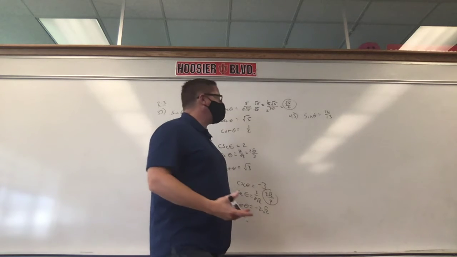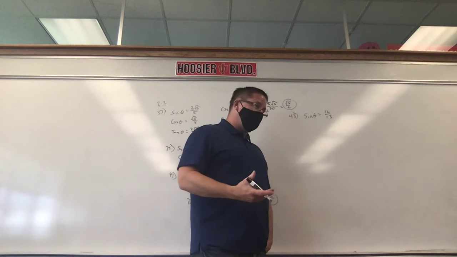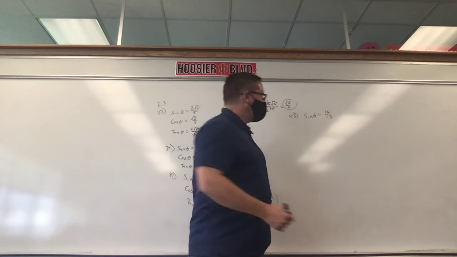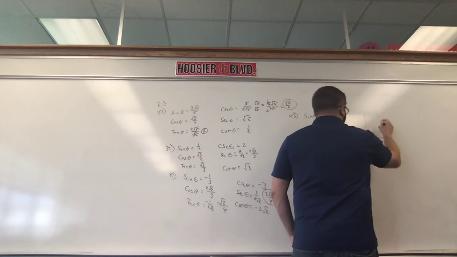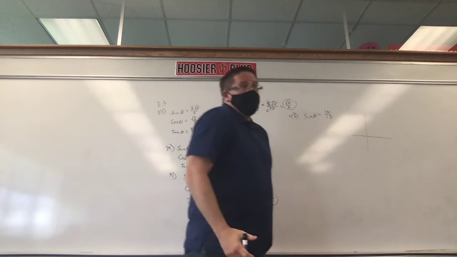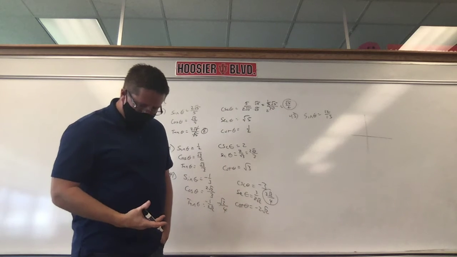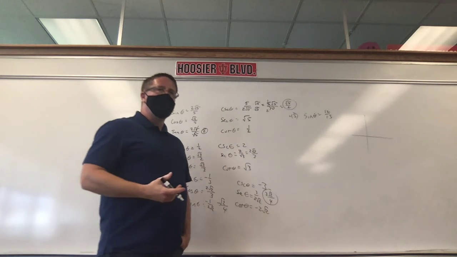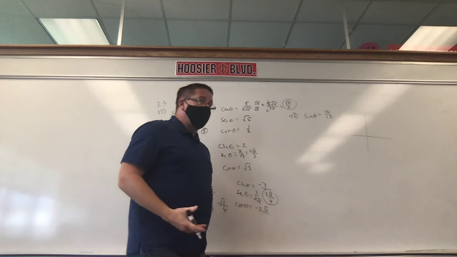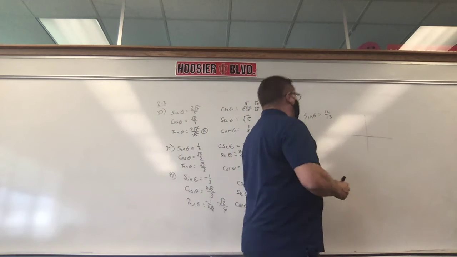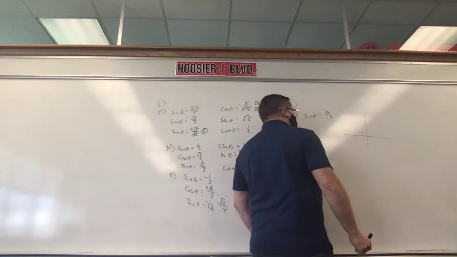If sine is positive 12/13, that tells you it's up. Well, is it in quadrant 1 or quadrant 2? We don't know. Now, if you look at your paper, they tell you it's in quadrant 2. If they didn't tell you that, you wouldn't be able to figure it out. There's not enough information, okay? It's in quadrant 2. So we're going to draw a triangle in quadrant 2.